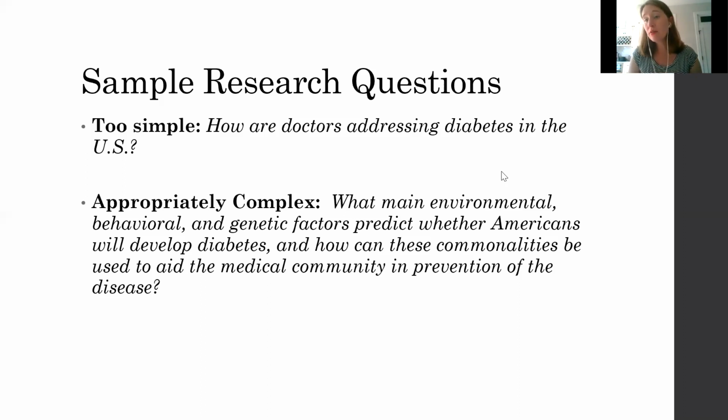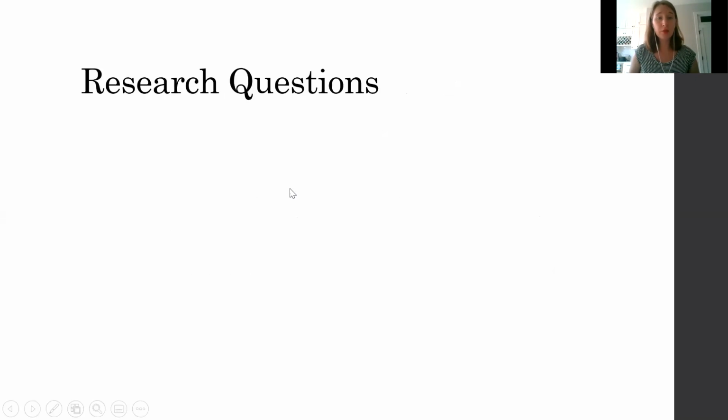This would equal a very strong paper, which would have 2 sections where you're talking about the factors that go into the development of diabetes and then the treatment of diabetes. So this would be a very strong paper, probably on the longer side. Okay. I think that's it for my research questions.